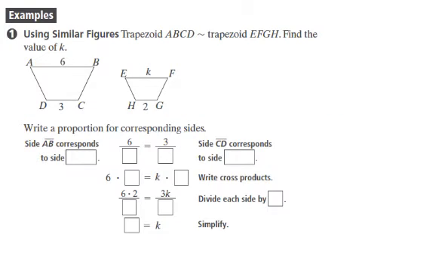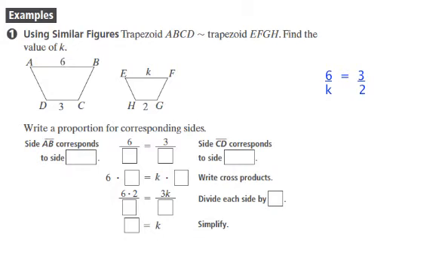Using similar figures, trapezoid ABCD is similar to trapezoid EFGH. Find the value of K. Well, side AB, which has a measure of 6, and side EF, which has a measure of K, are the similar sides. So we write that as our first ratio, 6 over K. The second ratio is going to be two other sides. 3 was from the same trapezoid as 6, so we'll write that on top. Its corresponding side is 2. So we have 6 over K equals 3 over 2.